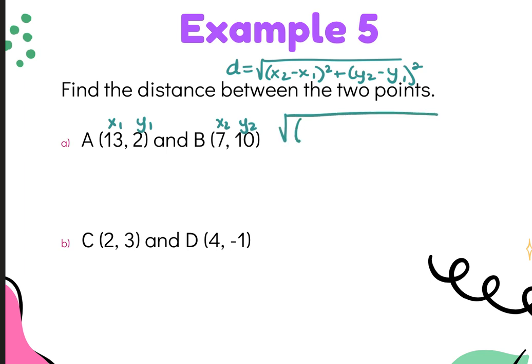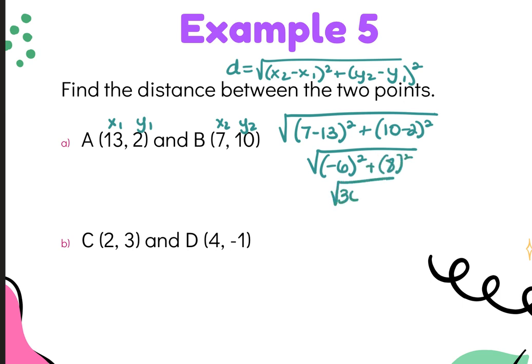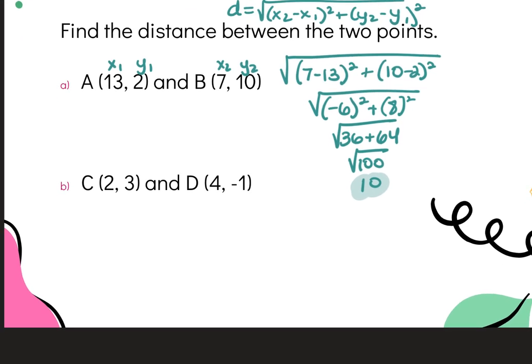So the square root of 7 minus 13 squared plus 10 minus 2 squared, square root of negative 6 squared plus 8 squared, square root of 36 plus 64, square root of 100, which is 10. So if you can simplify it, you need to, just like that. B, this is my x1, y1, x2, y2.